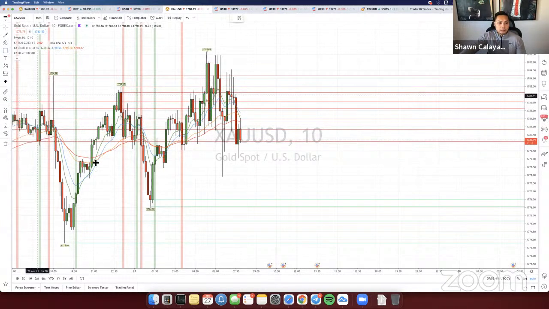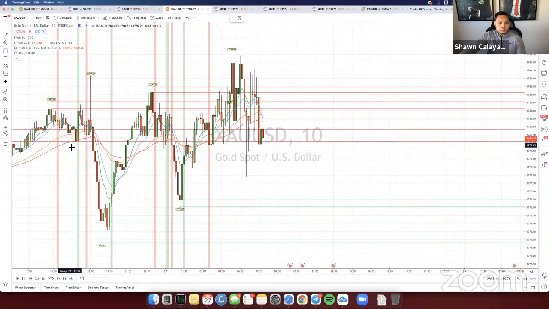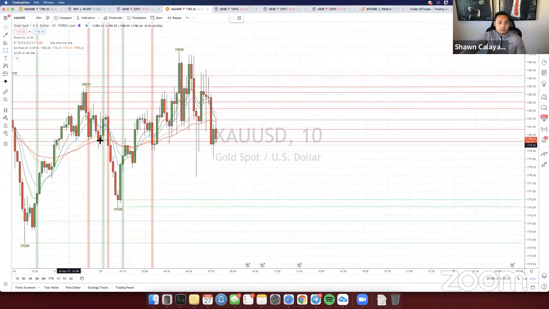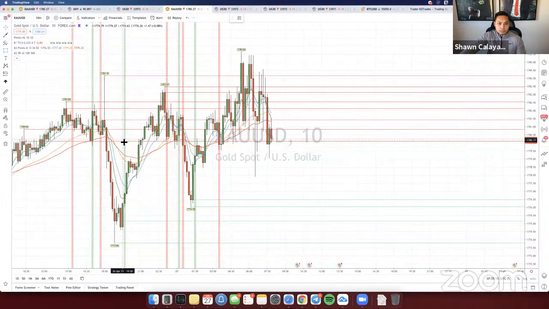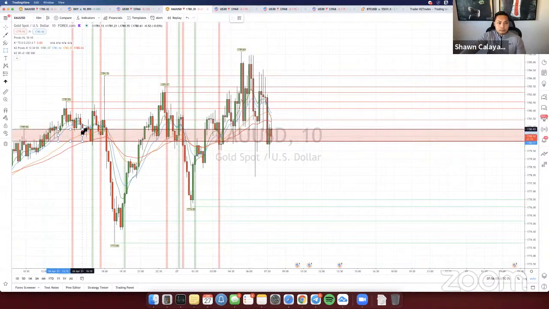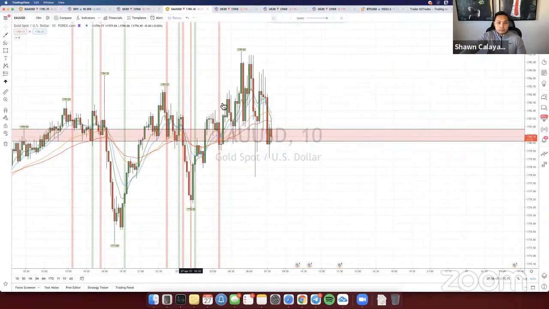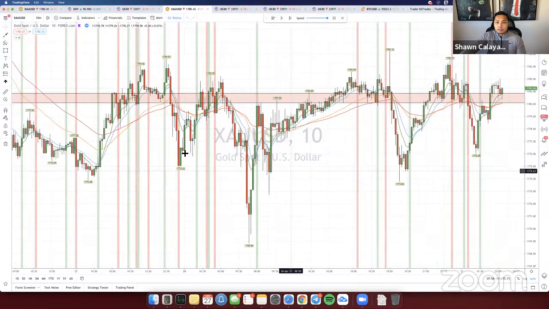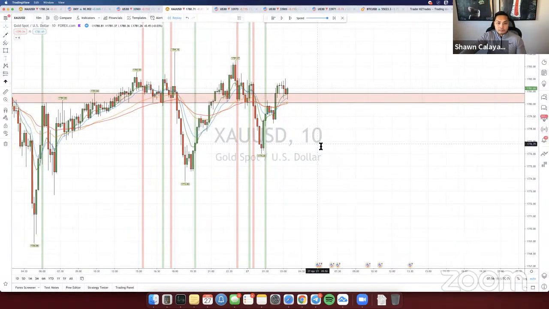Let me just draw some zones here. I'm just looking for one that's recent, so I can show you one that actually just played out recently. All right, there's one right here, I believe. Yeah, so let me just hide this right here. Go over here to that right there, and I'll put the requirements right here for this is for scalping.